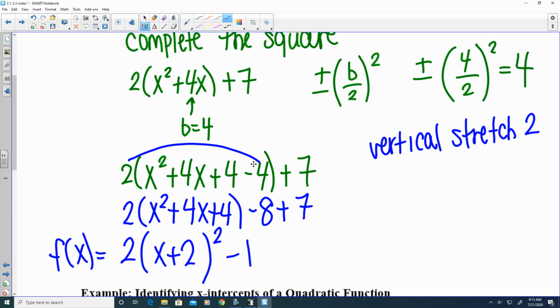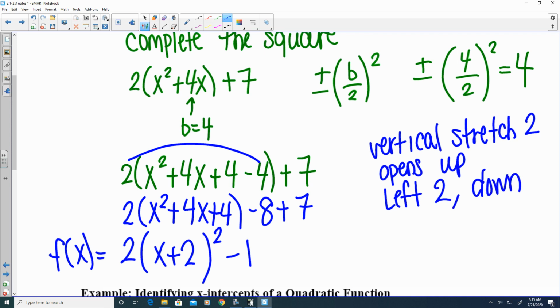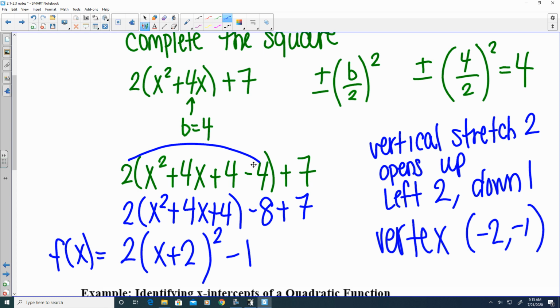Since that number is positive, it opens up. It's going to be moved left 2 and down 1. I can tell all that just by being in this special form. I can also identify the vertex. Obviously, the left or right and up and down direction is going to indicate what your vertex is. So since the entire parabola was moved left 2 down 1, then our vertex is -2, -1. Remember, that's that hk. I'll go back to show you that equation here.